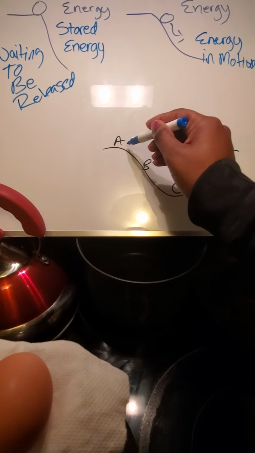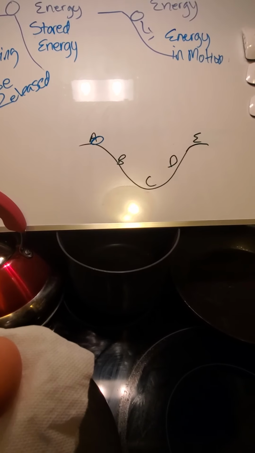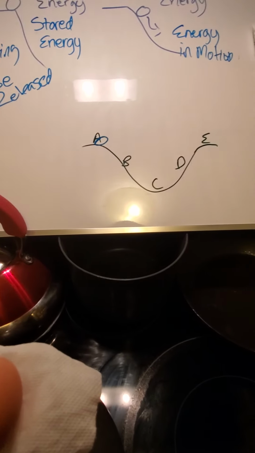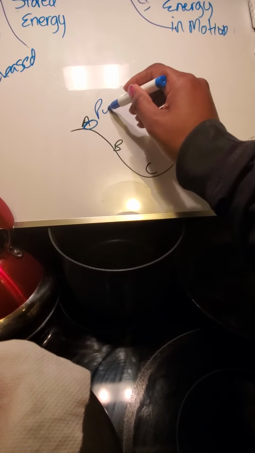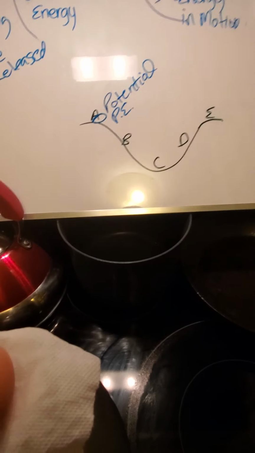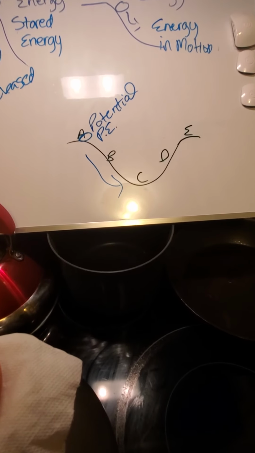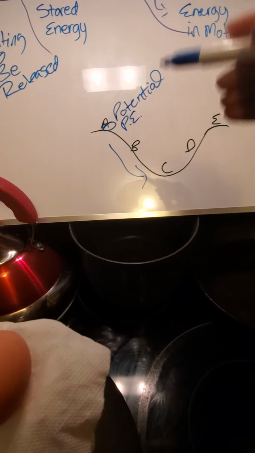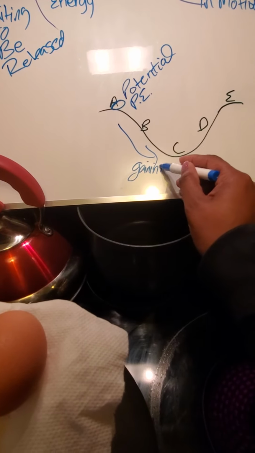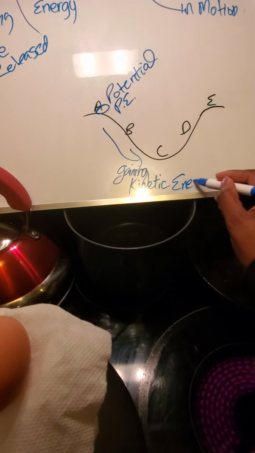So if we have the egg sitting here, and let's say it goes into the pot and back out. Hopefully it does not do that, but we'll find out in just a second. When it's here at the top, it has the most, what do you think? Right, potential energy. I'm just going to use PE for potential energy, okay? And as it goes down, it starts to lose potential energy, and it starts to gain kinetic energy. I'm going to use KE for kinetic energy.